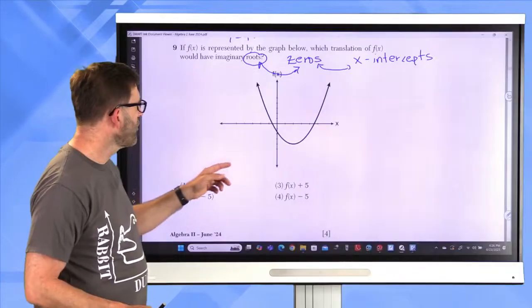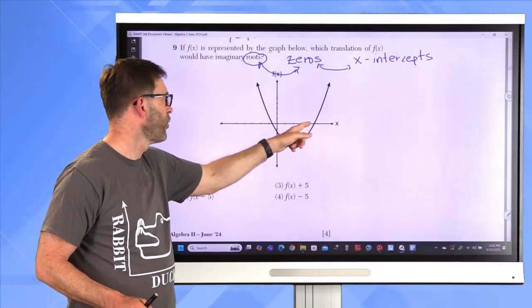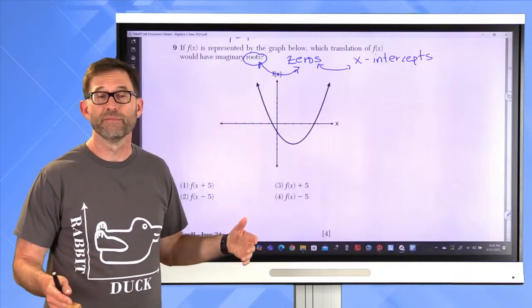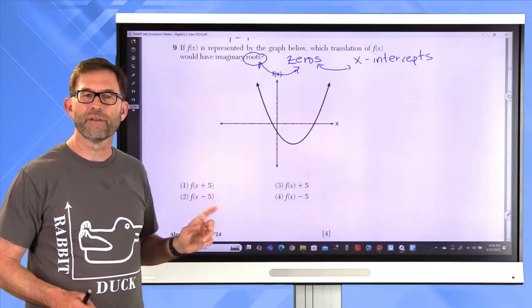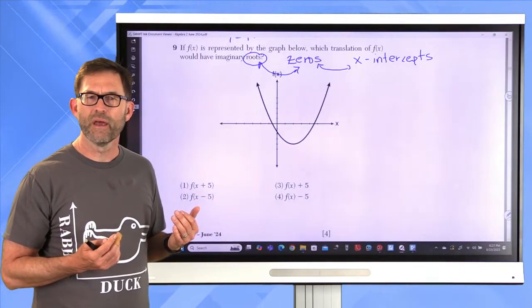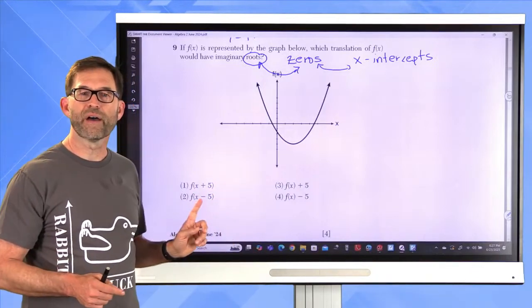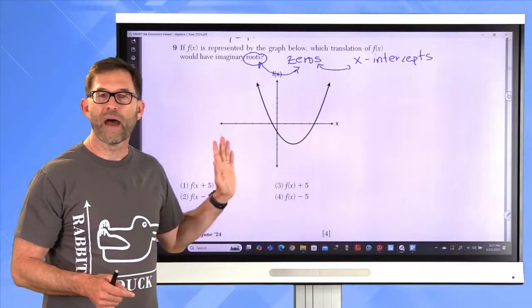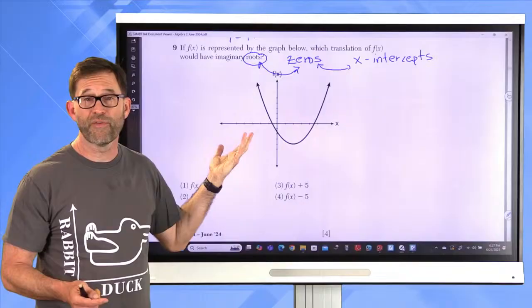Well, right now my roots are roughly, let's say, negative 1/2 and 1, 2, 3, 4, 4.5, whatever. You know, they're real. F of x plus 5, that shifts everything to the left 5 units, but you would still have real roots. F of x minus 5, that would shift everything to the right 5 units. And again, that would be fine.